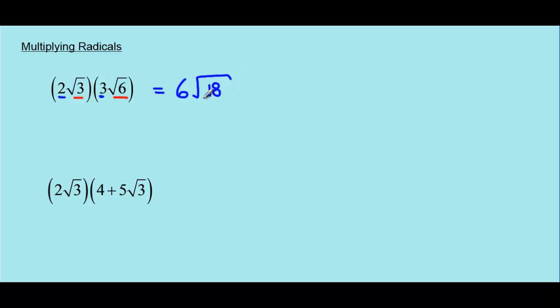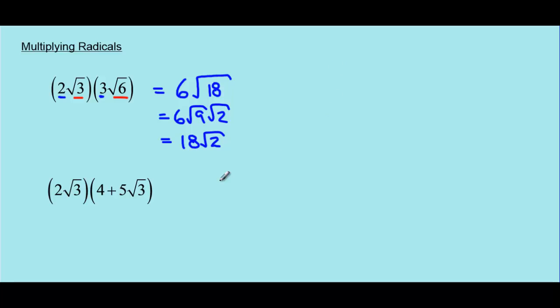But we do have to double check to see if this root 18 can be simplified, and it can. Remember, it's root 9 root 2. So this turns into 6 times root 9 times root 2, and root 9 again being 3. So 6 times 3 is 18 times the square root of 2, or 18 root 2.